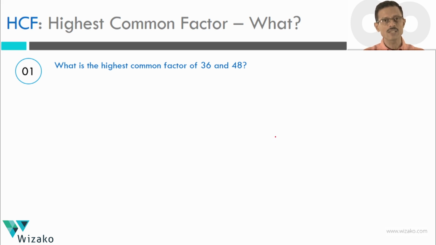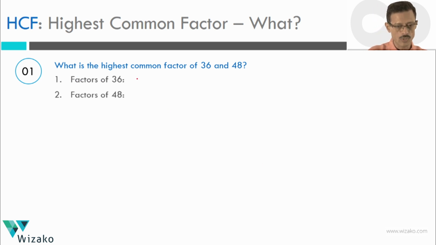I'll start by listing down factors of both 36 and 48. 36 factors are as follows: 1, 36, 2, 18, 3, 12, 4, 9, and then 6. So these are all the factors of 36. Recollect how we used to list down factors when we are checking whether numbers were prime numbers. Do them in pairs. If you list down a 1, do a 36.